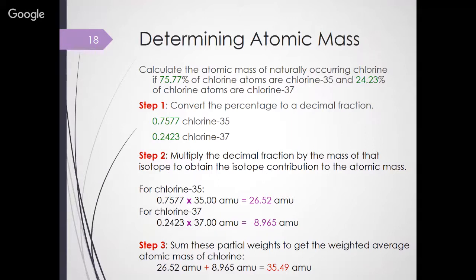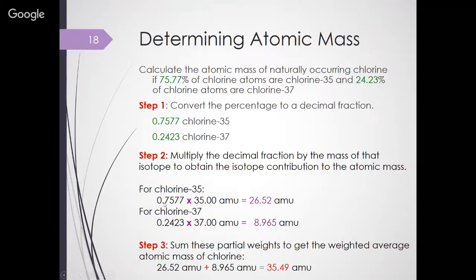So how do we do this? Well, we have some more exact percentages here that say chlorine 35 is 75.77%, and chlorine 37 is 24.23%. So we convert the percentages to a decimal fraction, which just means that we're going to move the decimal point over 2 places. 24.23 divided by 100. 75.77 divided by 100. That's how we get these two numbers.